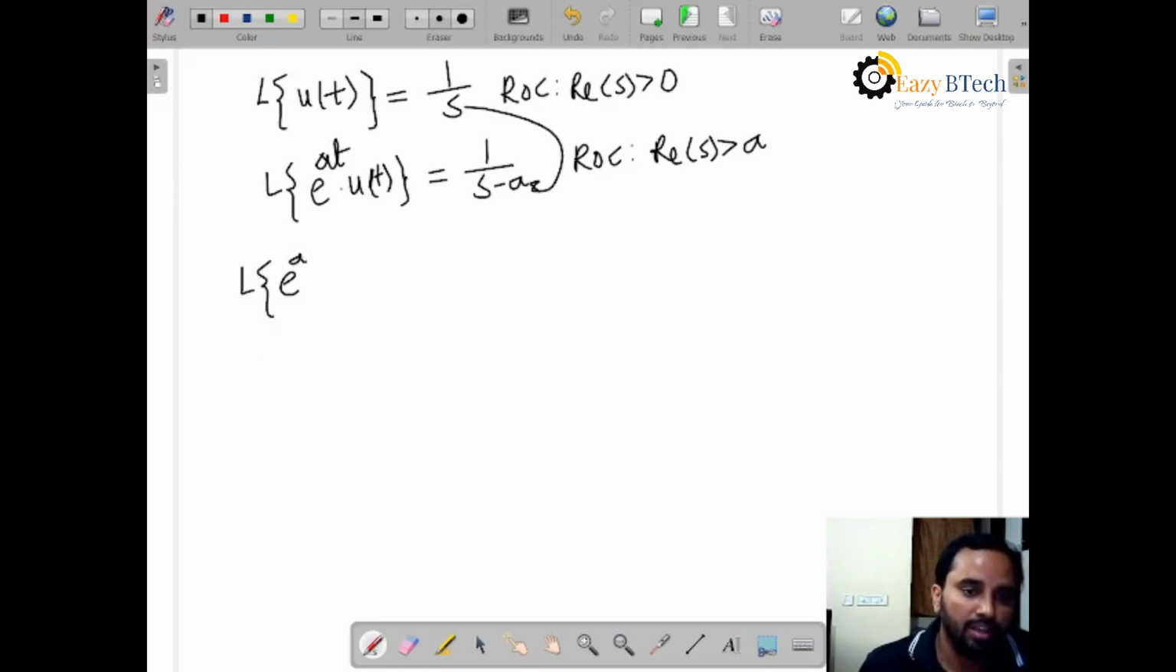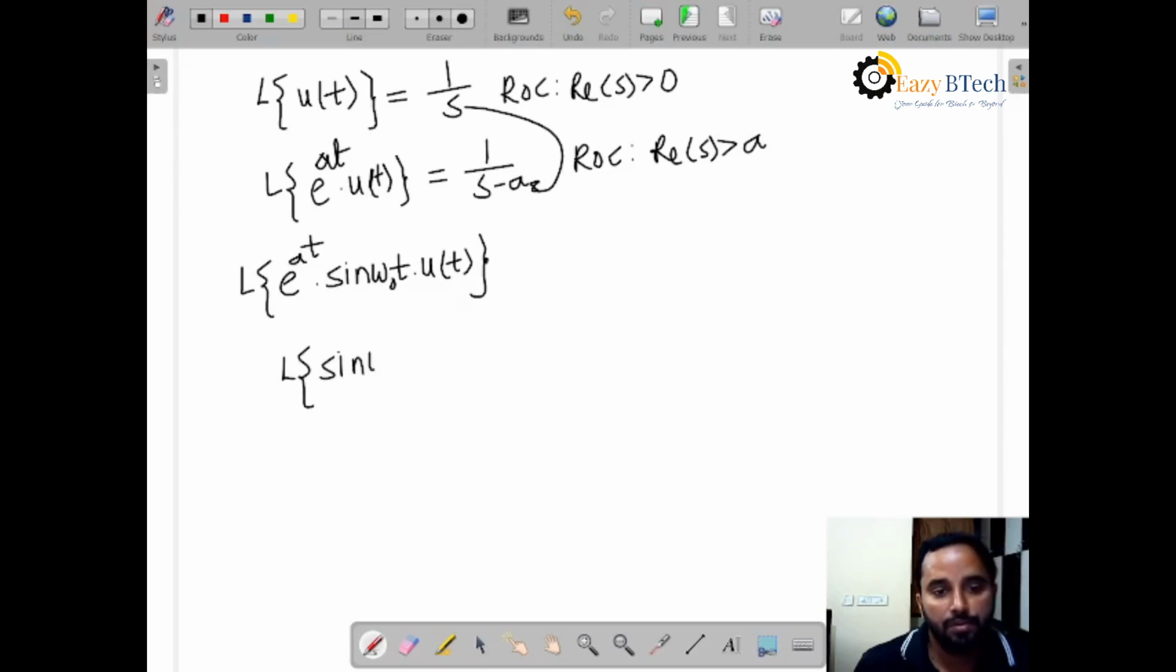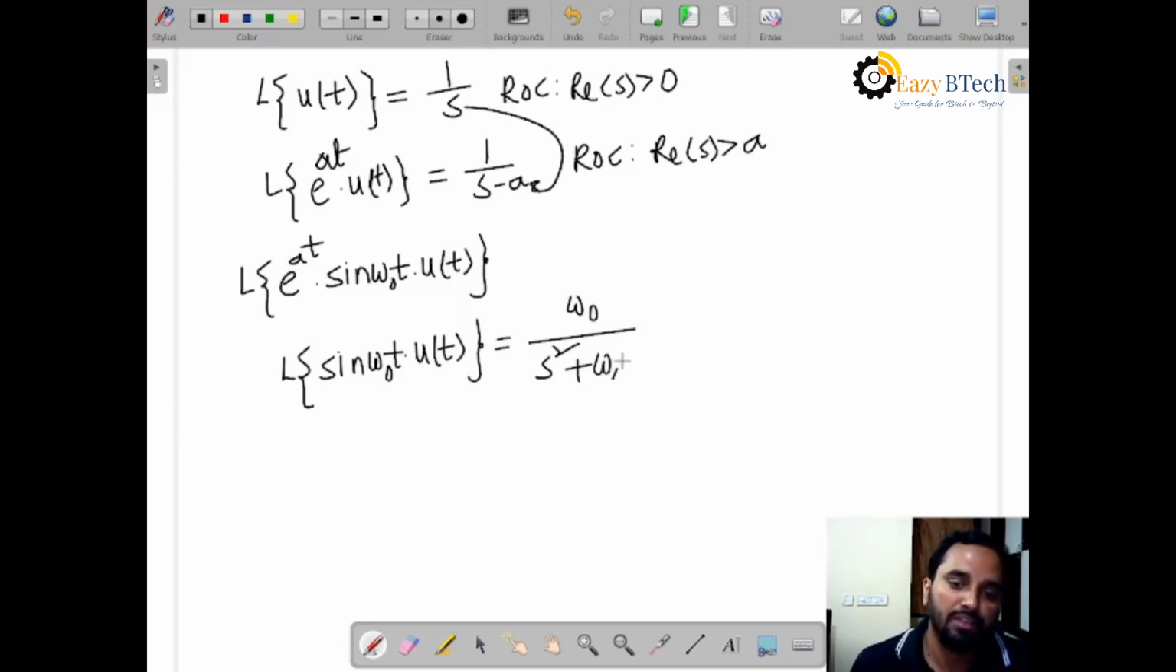For this e power at sine omega naught t u of t, first we write the Laplace transform of sine omega naught t u of t. What is the Laplace transform of sine omega naught t u of t? Omega naught by s square plus omega naught square, and the ROC is real part of s greater than 0.